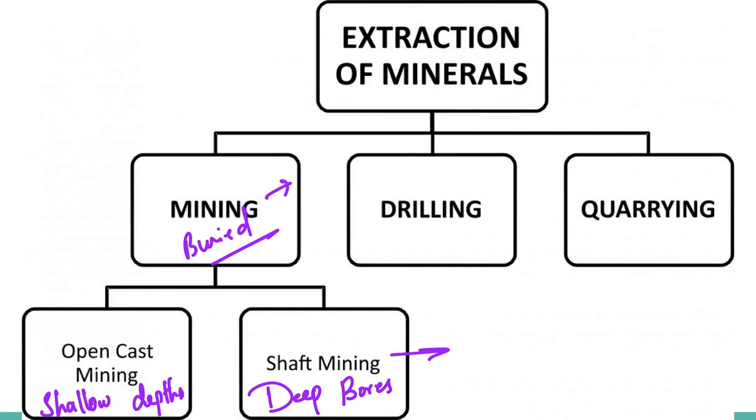Petroleum and natural gas occur far below the earth's surface. Deep wells are bored to take them out, and this process is called drilling. Minerals that lie near the surface are simply dug out by the process known as quarrying. Example: granite is taken out by the method of quarrying.